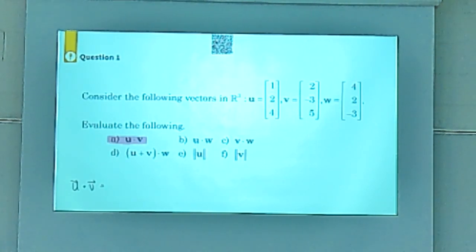So U dot V: 1 times 2, plus 2 times negative 3, plus 4 times 5. Two minus 6, negative 4, plus 20. That's your dot product. And that's all there is.